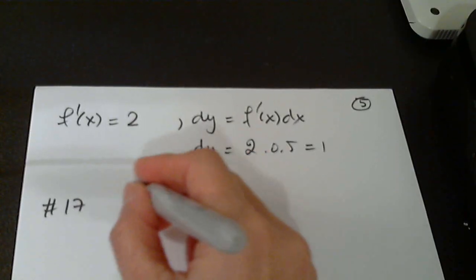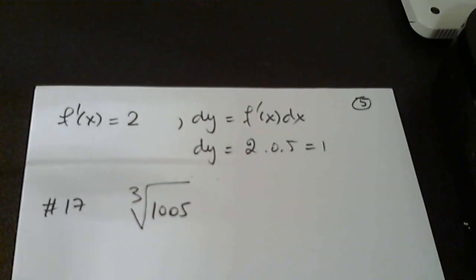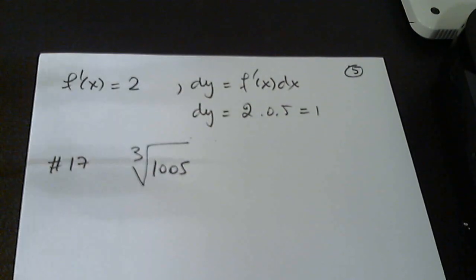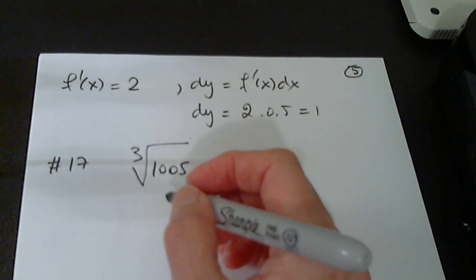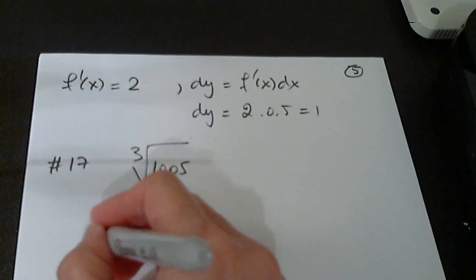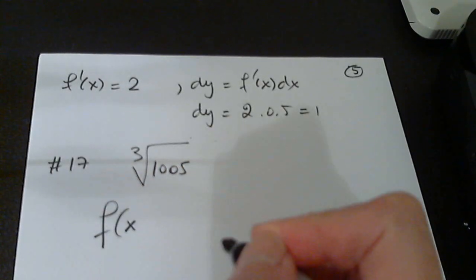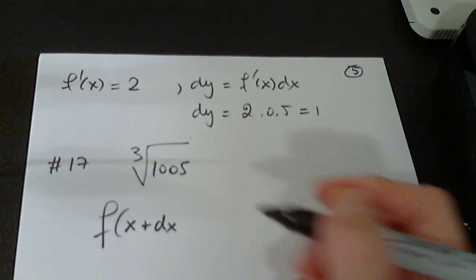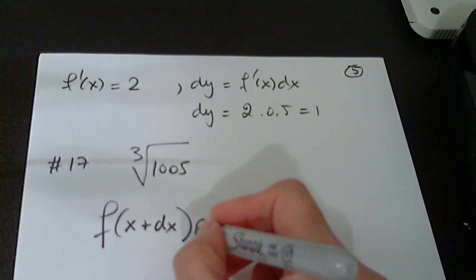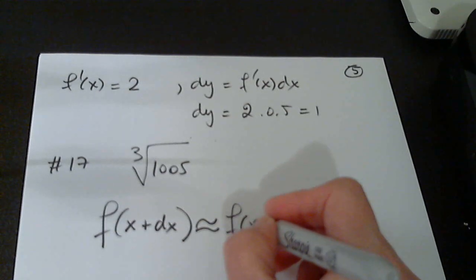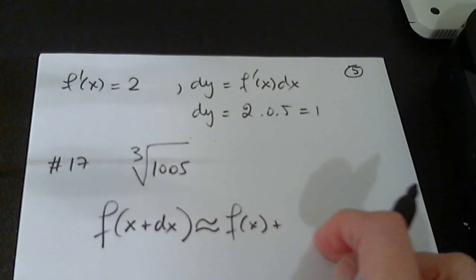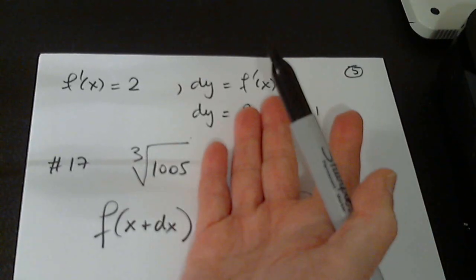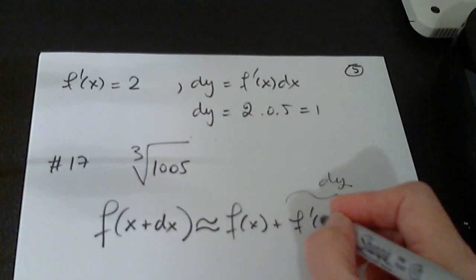17 is the cube root of 1005. Excellent. Very good. Okay, so remember the concept. f of x plus a little bit of error is approximately f of x plus the error in y, dy, which we know the formula for, f prime of x dx.